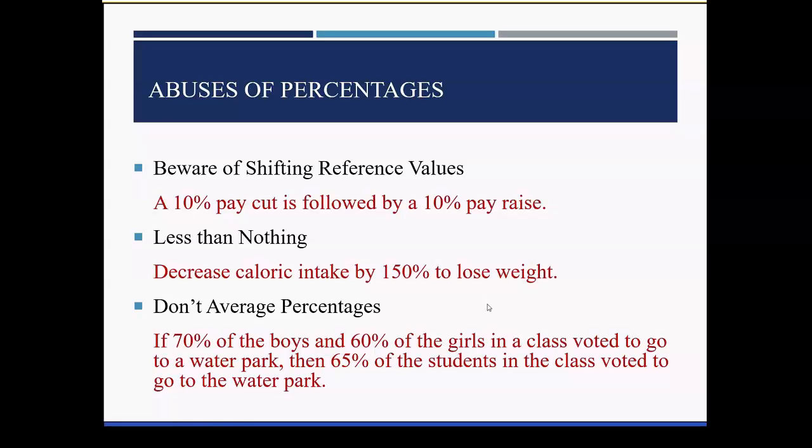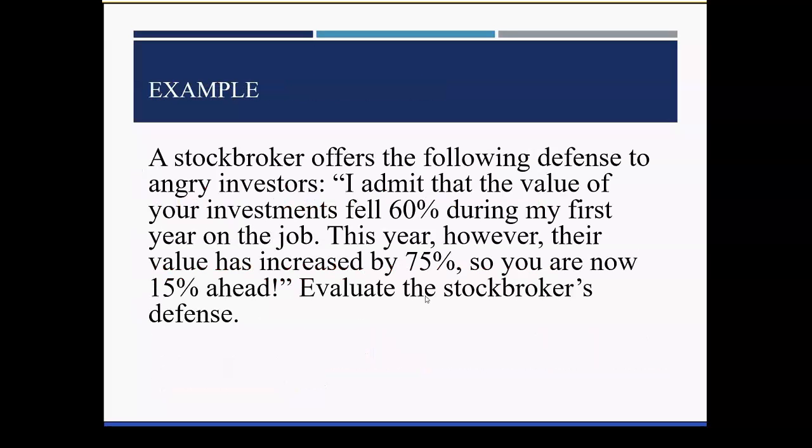Averaging percentages, you can't do that because you don't necessarily know your reference values here either. So you can't take 70% of boys and 60% of girls in a class and average it together and say that 65% of them voted to go, because you don't know how many boys there were and you don't know how many girls there were. So it doesn't work that way. You need to know the reference values first. So let's, as I said before, let's talk about this shifting reference value thing here. And we're going to figure out exactly what's going on.